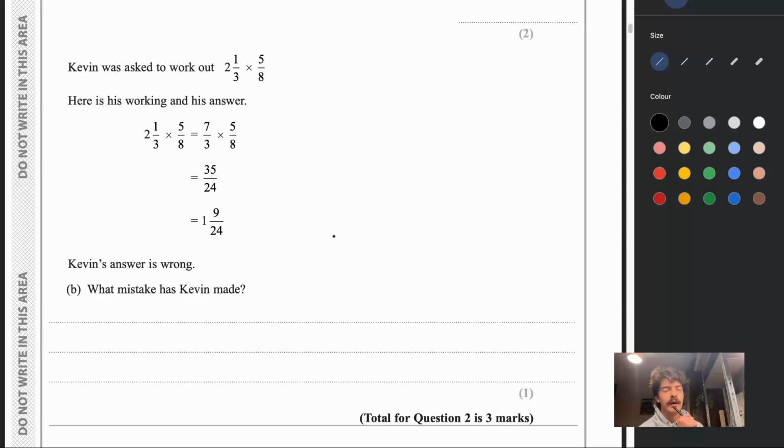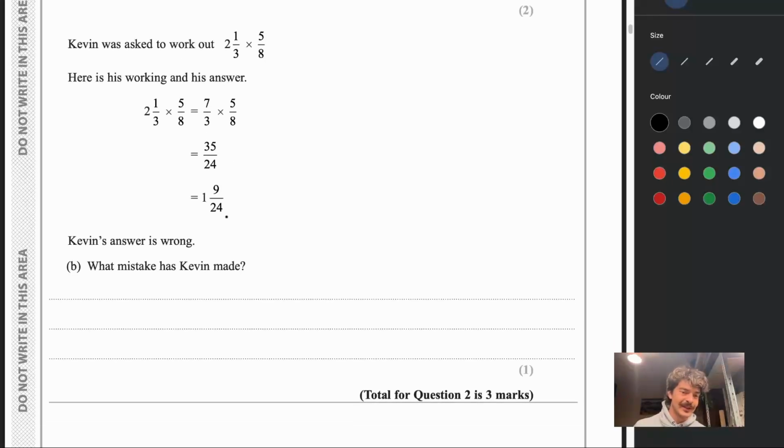Cool. And for part B here, we've got Kevin. Kevin's decided to do some maths, good for him. And we see some workings. Let's see if we can figure out what he's done wrong. This is looking okay. 7 over 3 there is perfect. 5 over 8's looking okay over here. Okay, let's see where this is going. 35 over 24. That seems suspiciously okay. So I'm hoping it's going to be a problem down here.